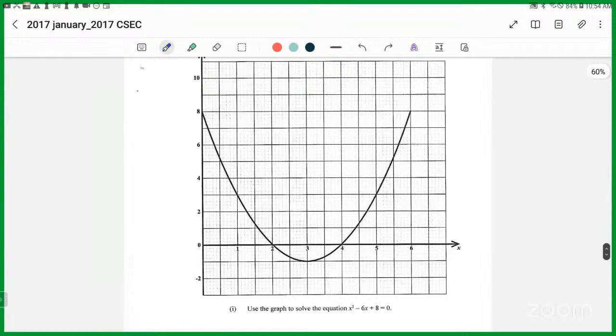This is the minimum point right here. These are your two roots where the graph crosses the x-axis. Usually when you have the graph, everything becomes easy. You don't have to be calculating everything. Everything is on the graph.